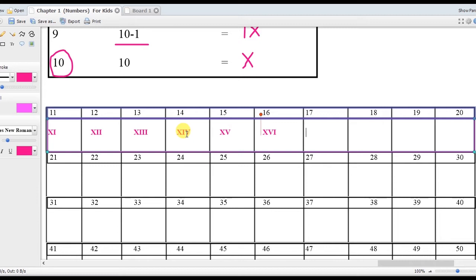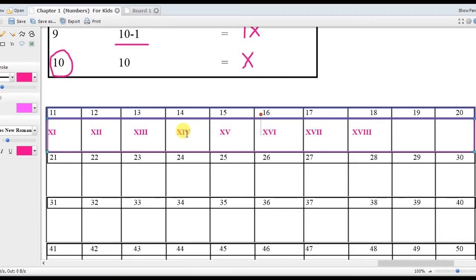For 17, 10 plus 7 is 17. For 10 I'm going to write X, and for 7 it is VII. For number 18, 10 plus 8 is 18, so here it is 10, which is X, and 8. So how are we going to write 8? VIII.